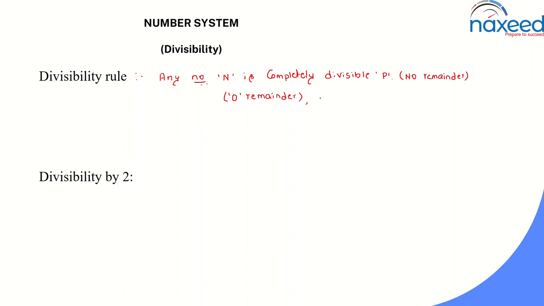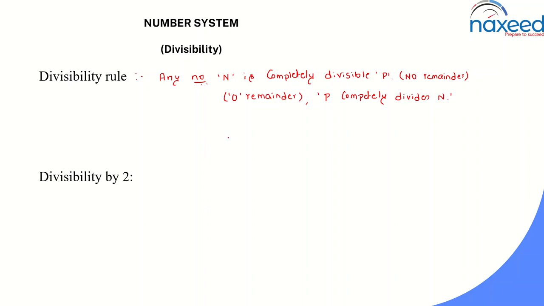In shortcut, we can say that p completely divides n. This is the simple way of understanding the divisibility rule, my dears.